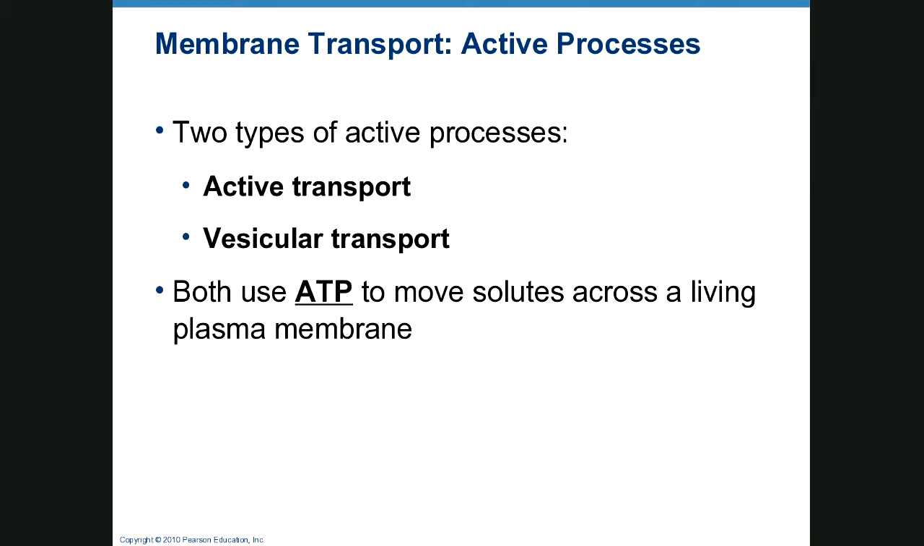Okay, now we're going to talk about active transport. This uses ATP and only works in living cells. ATP is adenosine triphosphate. As you recall from the last chapter, adenosine diphosphate takes on an extra phosphate, and that actually causes energy to be stored. Then when that phosphate is broken off, energy is available for the cell to use. Two types we'll talk about.